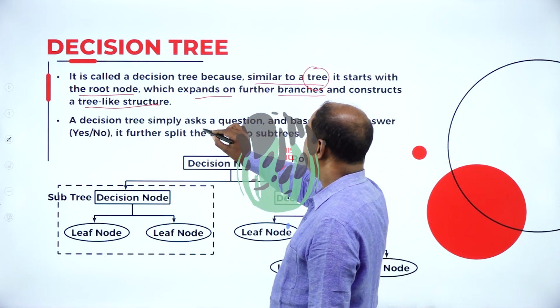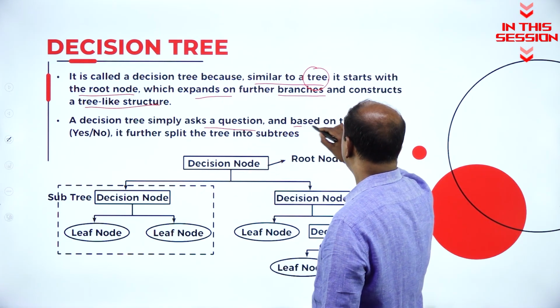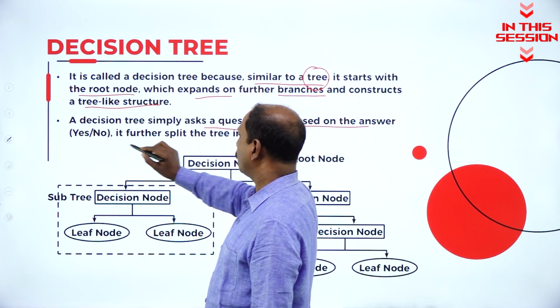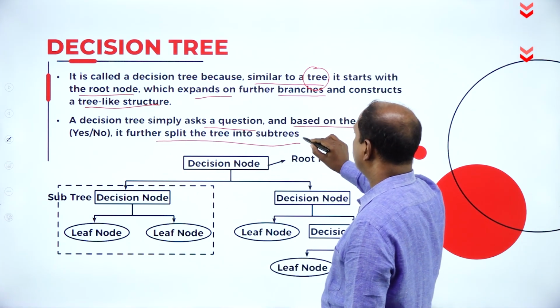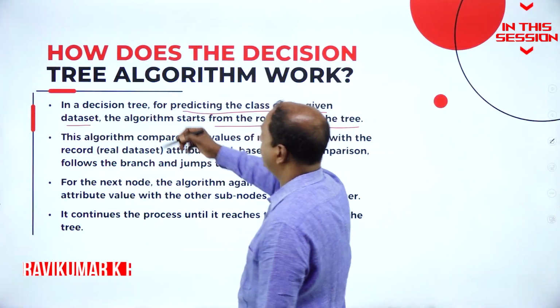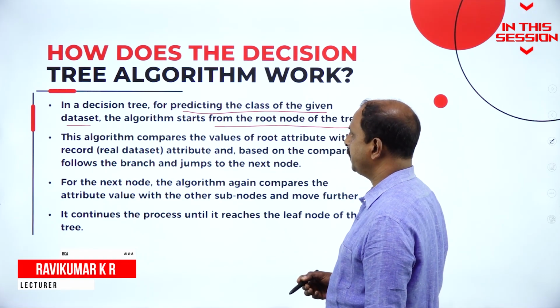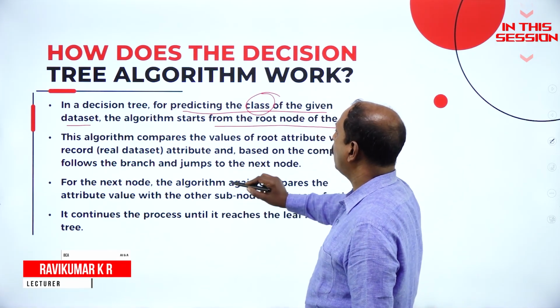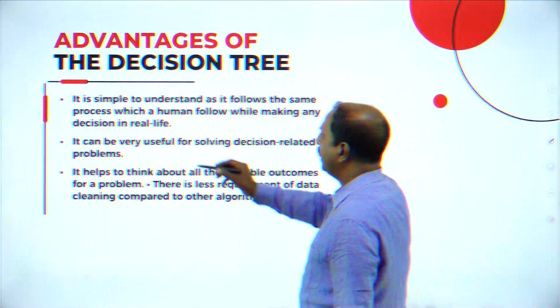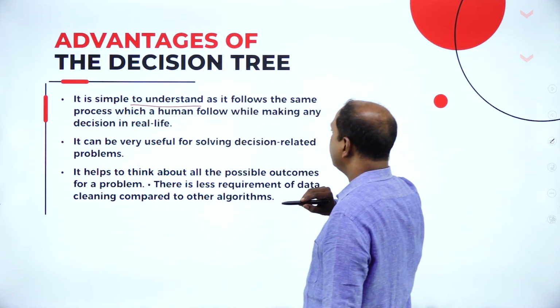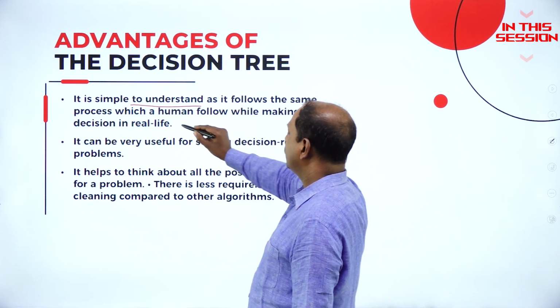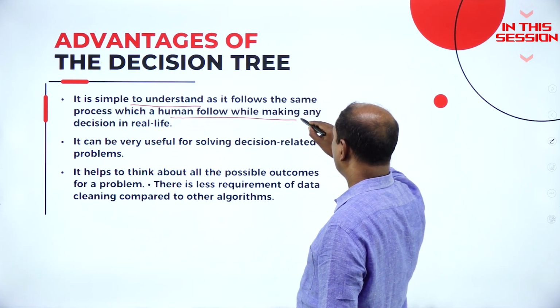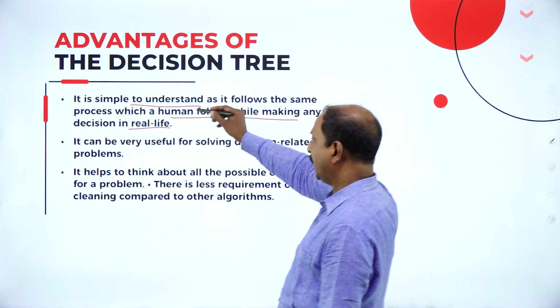It is simply a question, and based on the answer, yes or no, it further splits the tree into subtrees. So what is the purpose of using this decision tree? It is going to predict the class of a given data set. It is simple to understand as it follows the same process which humans follow while making any decision in real life.